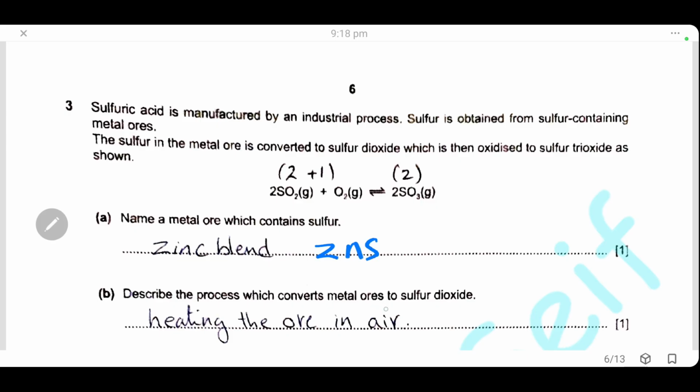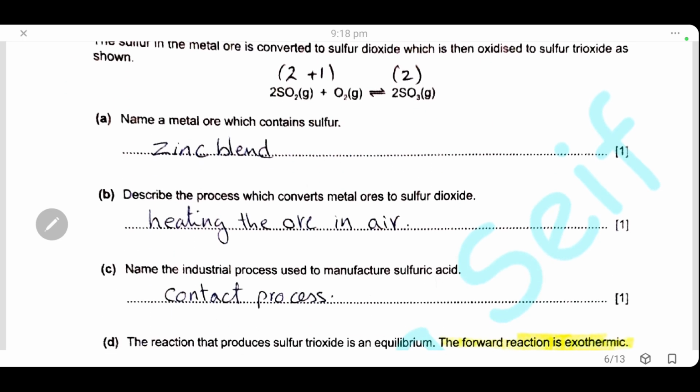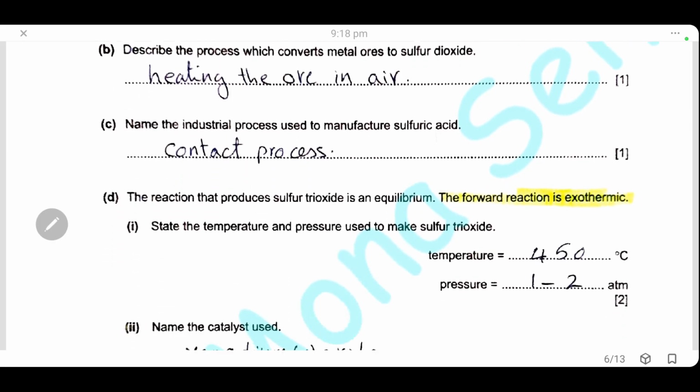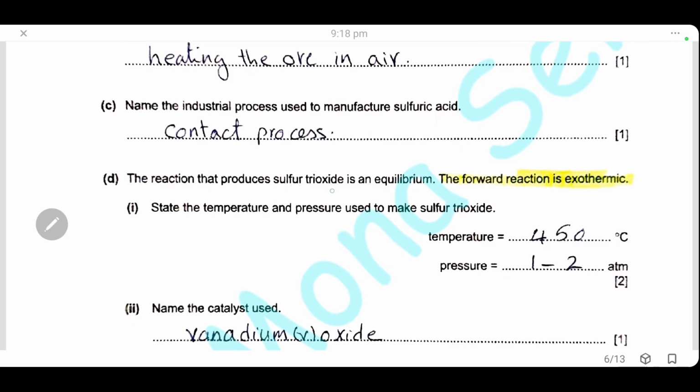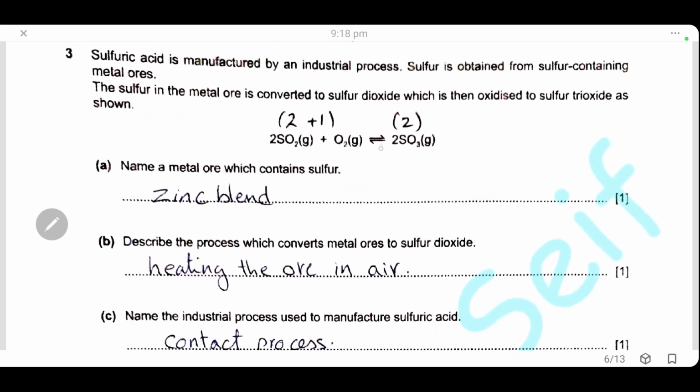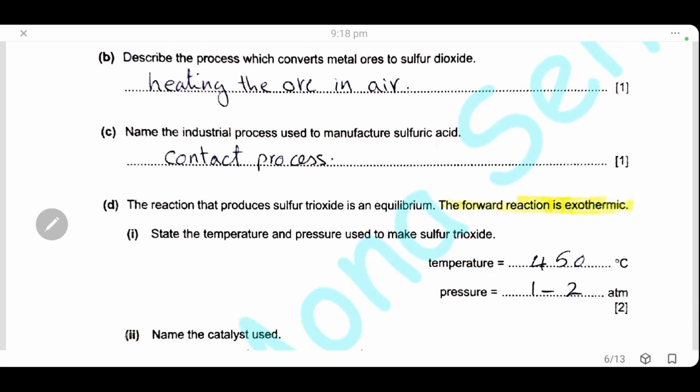Describe the process which converts the metal ore to sulfur dioxide. Heating this metal ore in oxygen in air will burn the sulfur into sulfur dioxide. So the process is heating the ore in air. Name the industrial process used to manufacture sulfuric acid. Sulfuric acid is manufactured by the contact process. The reaction that produces sulfur trioxide is an equilibrium. The forward reaction is exothermic. So this reaction on the right side for formation of sulfur trioxide is exothermic.